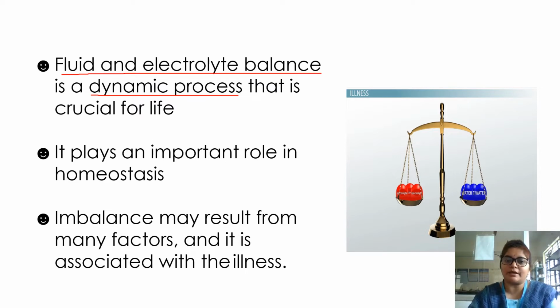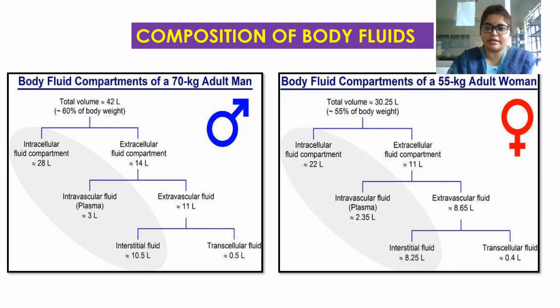The imbalance may result from many factors and it is associated with illness. So why does this electrolyte imbalance happen? Because if there is any illness in the body, then electrolyte imbalance may happen. So in order to know about this electrolyte imbalance, first we should know the composition of the body fluids. Definitely the composition of the body fluids will vary from male to female. The composition will be different in the male and different in the female.